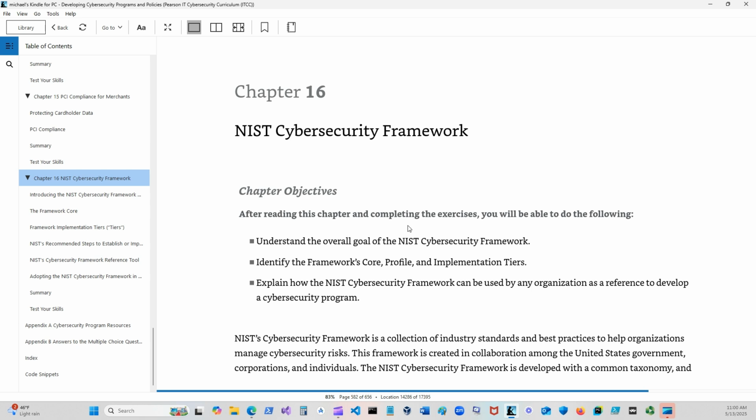Okay, after reading this chapter and completing the exercise, you'll be able to do the following: understand the overall goal of NIST Cybersecurity Framework, identifying the framework's core, profile, and implementation tiers. Explain how NIST cybersecurity frameworks can be used by any organization as a reference to develop a cybersecurity program.